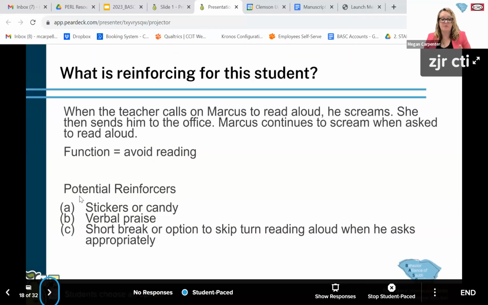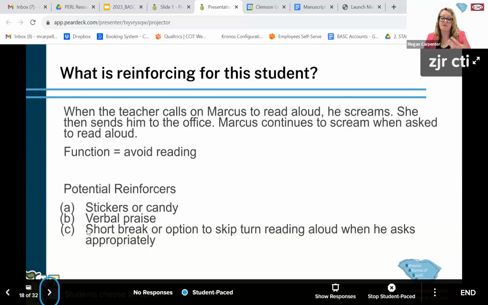So when we look at potential reinforcers, we can consider things like stickers or candy, but that doesn't really match the function of avoiding reading. Verbal praise, again, he's still not getting to avoid reading. Or a short break, or an option to skip a turn when he's asked to read aloud.